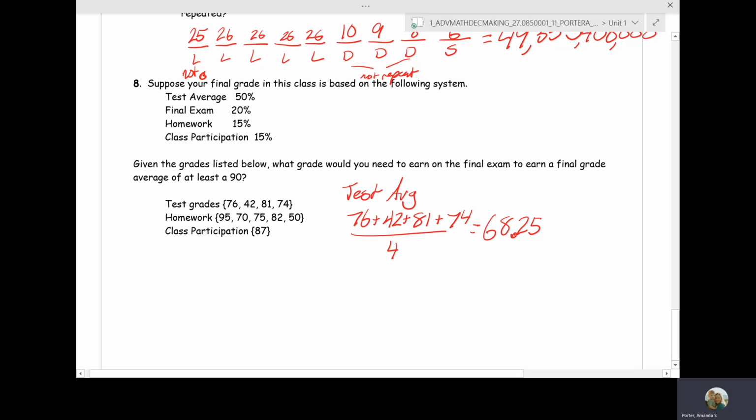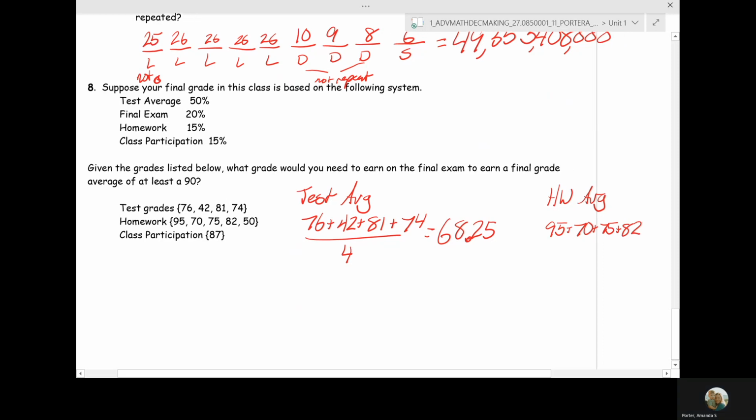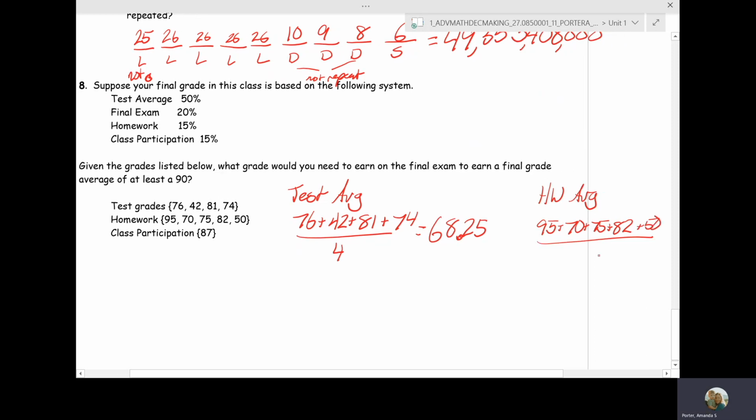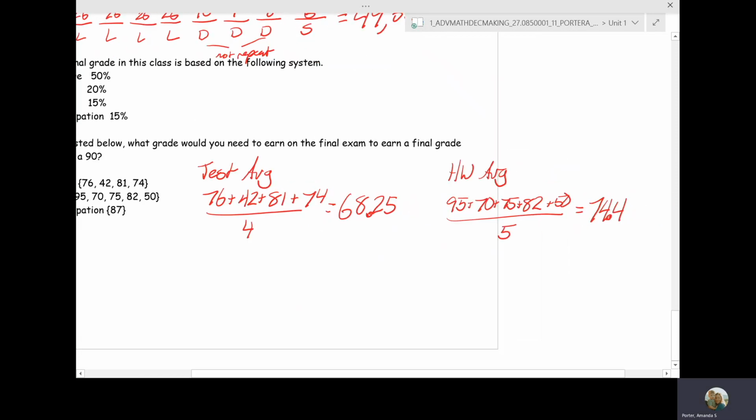I need to do the same thing for my homework average. Add them up. Within the actual homework numbers, all the homeworks count the same. So this is just a straight average for each category, and then I will weight it at the end. So I divide by 5. My homework average is a 74.4. Class participation, I have an 87.